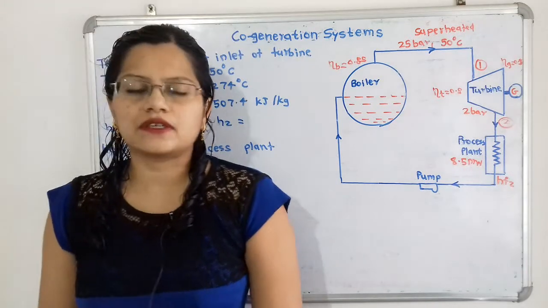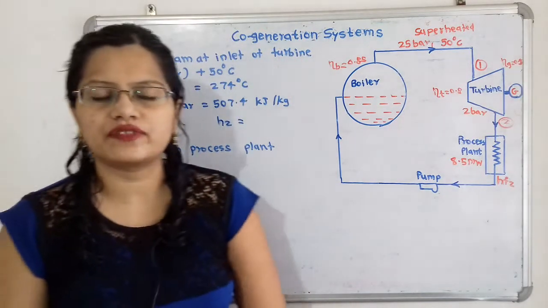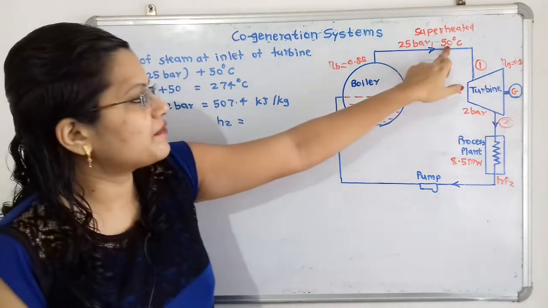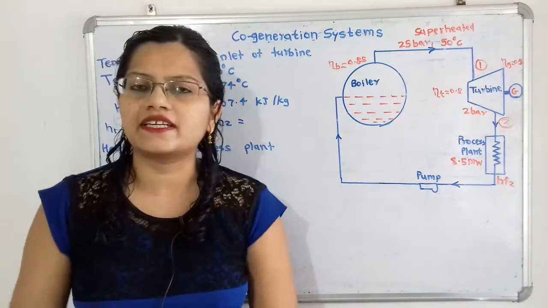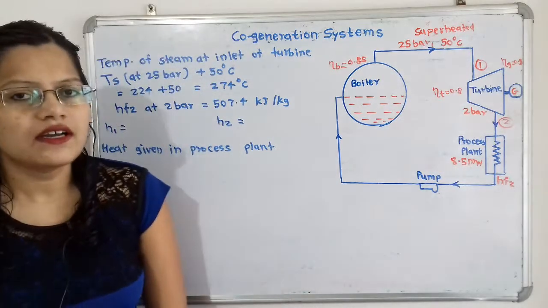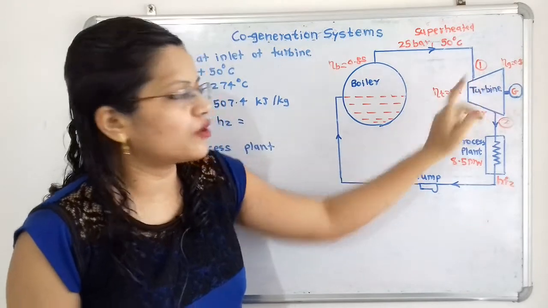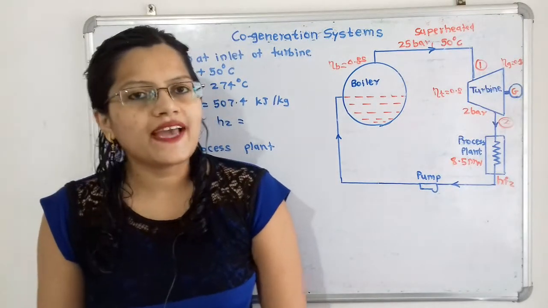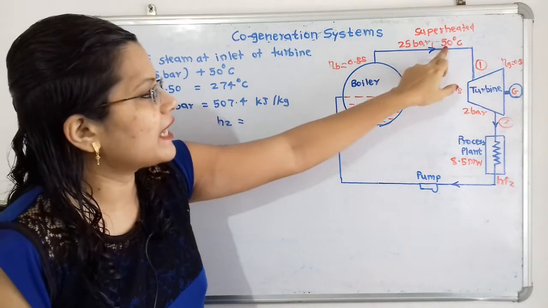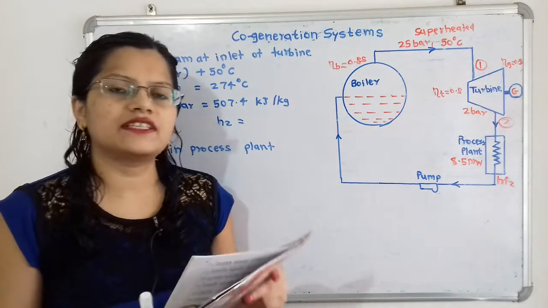Now if we observe the condition given for the temperature of steam at the inlet of the turbine, the steam is at 50 degrees Celsius of superheat. So first we will find out the temperature of the steam at the entrance of the turbine. We have to find the saturation temperature at 25 bar and add this 50 degrees Celsius. For that we will use the steam table.